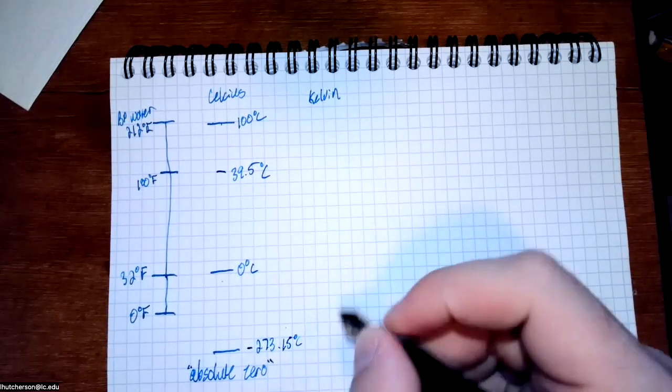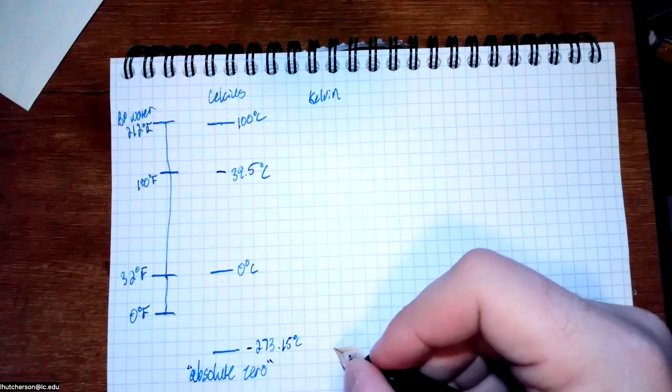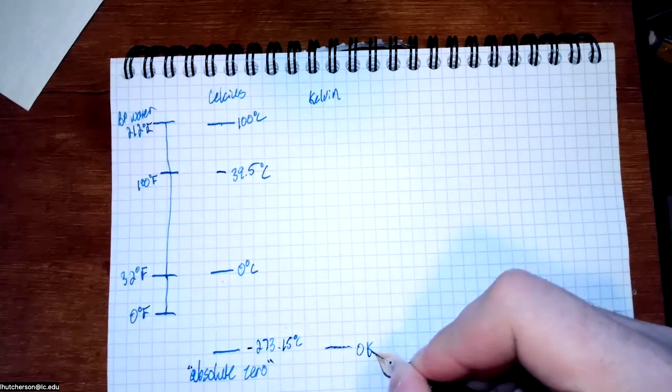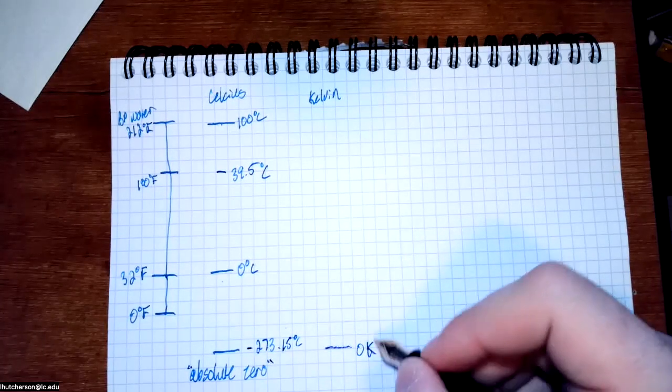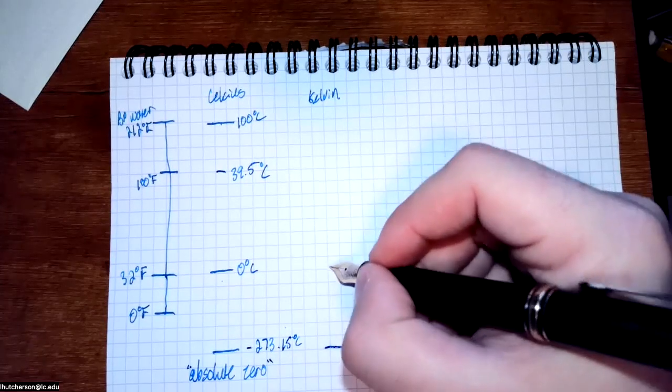273.15 degrees Celsius. Here's where the Kelvin scale is different. In the Kelvin scale, we set absolute zero as 0 Kelvin. By the way, notice that there is no degree symbol here. Kelvin temperatures do not have a degree symbol.